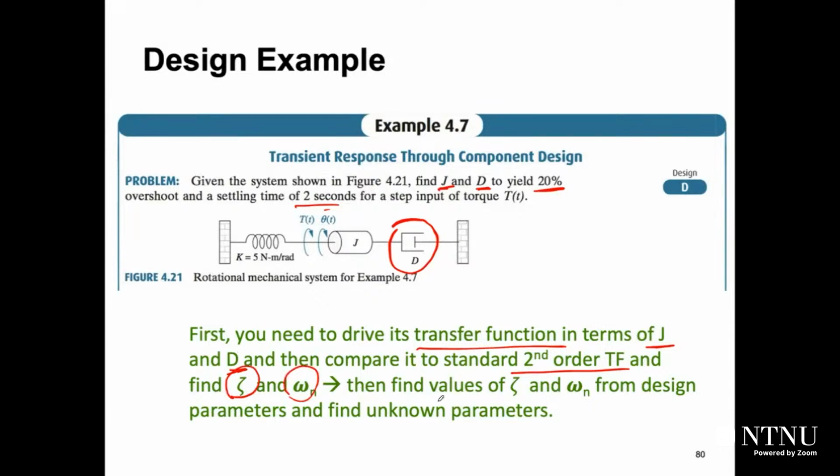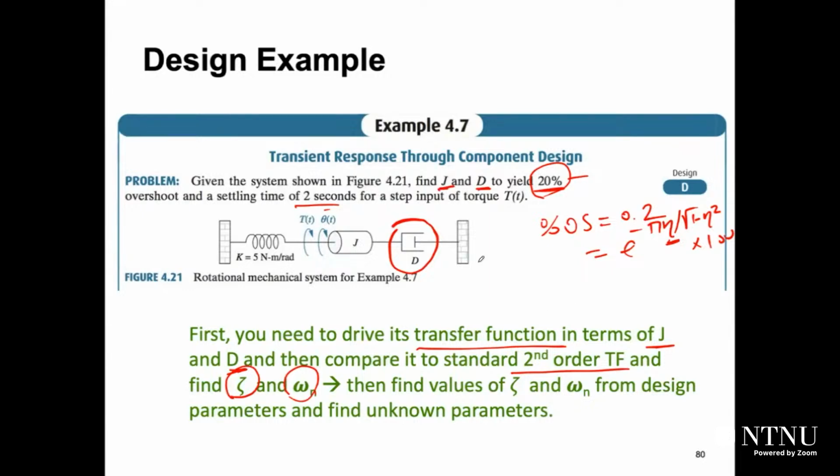From zeta and omega n, we will find the values which give us 20% overshoot and a settling time of 2 seconds. So now we have a percentage overshoot equal to 20%, so 0.2, right? We have an equation, which is the exponential of minus pi zeta divided by the square root of 1 minus zeta squared, multiplied by 100, correct? From this equation, we will find the zeta which gives us a percentage overshoot of 20%.